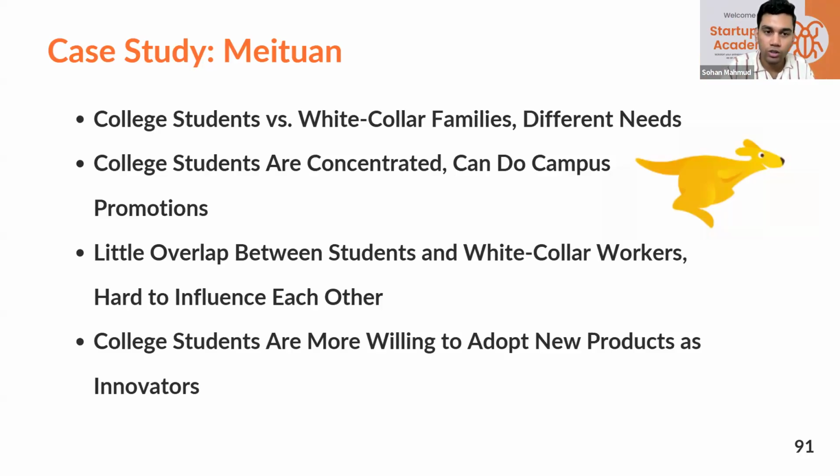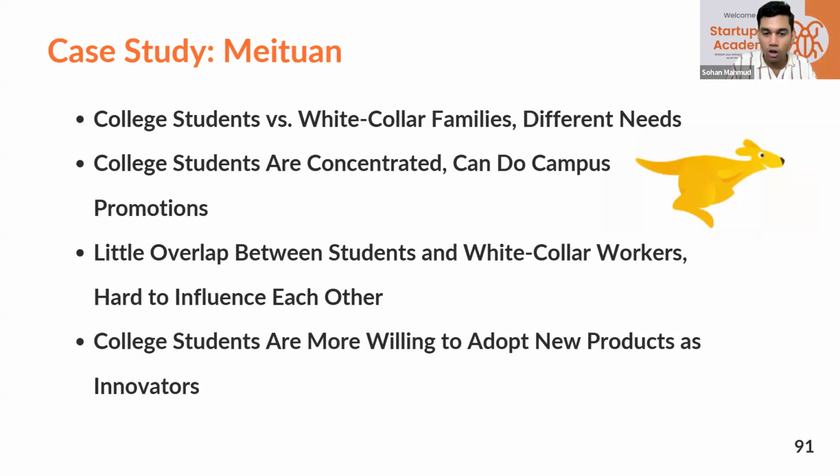And they did campus promotion. They made student ambassadors. That's how they moved forward at the very beginning. There was little overlap between students and white collar workers. They had a little bit of overlap, but these are two different categories of people, and it's hard for them to influence each other.